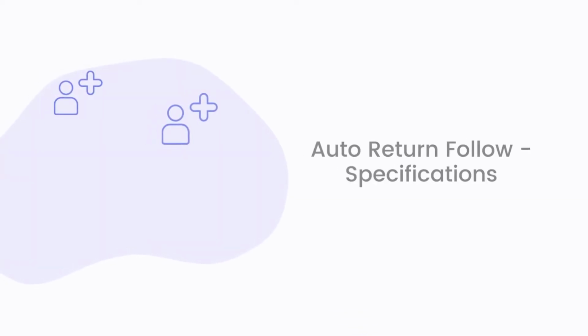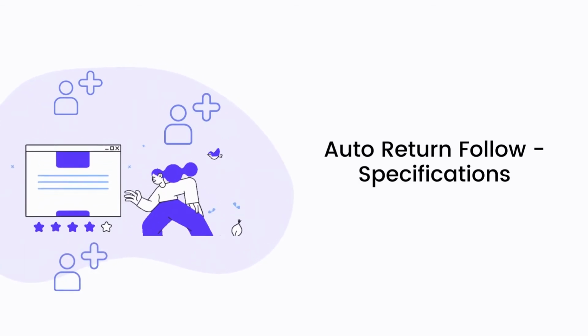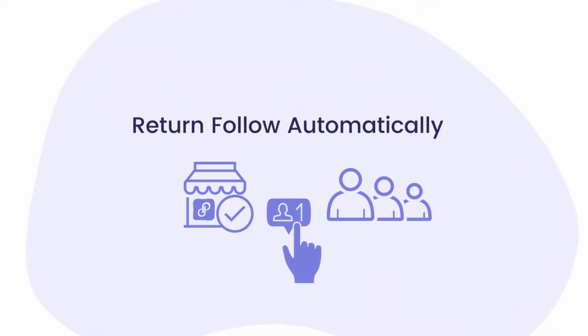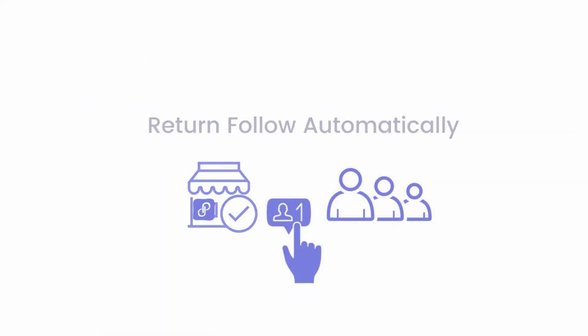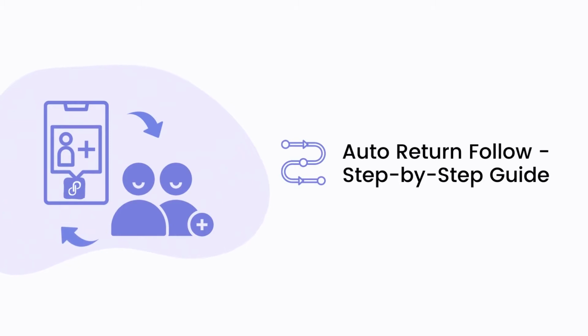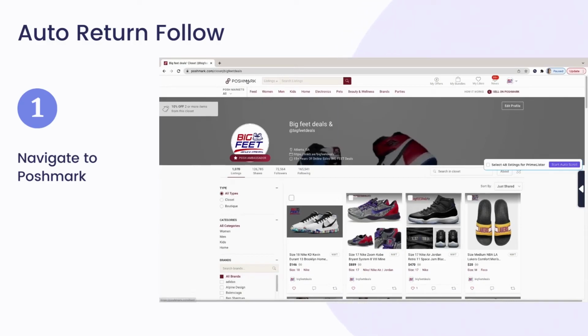Let's see what we can do with the Auto Return Follow automation in the PrimeLister extension. You can follow a Poshmark user who started following you back automatically. Let's see step by step how to return follow automatically on Poshmark using the PrimeLister extension. Navigate to Poshmark on your browser.